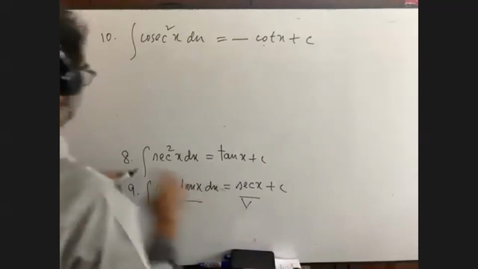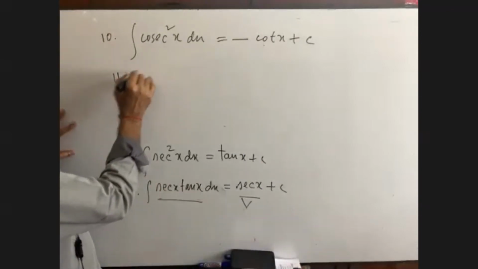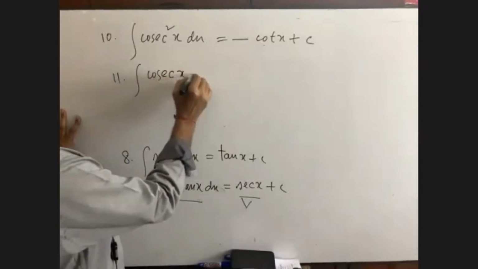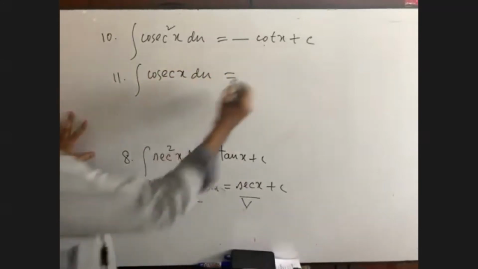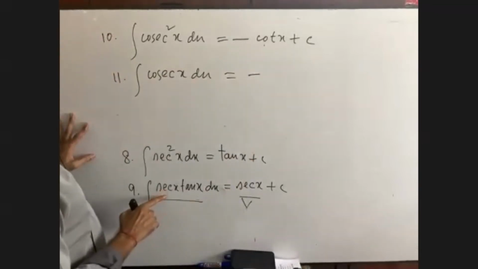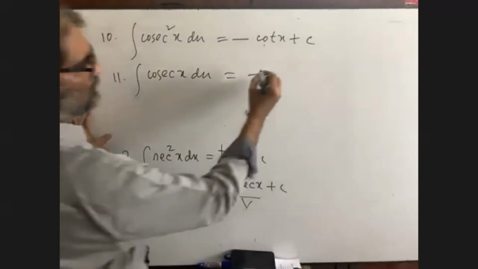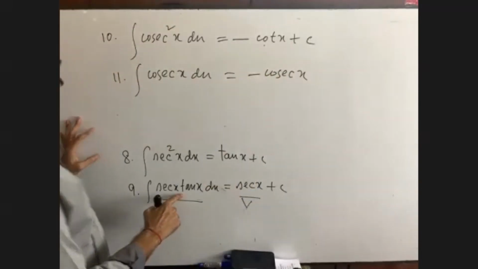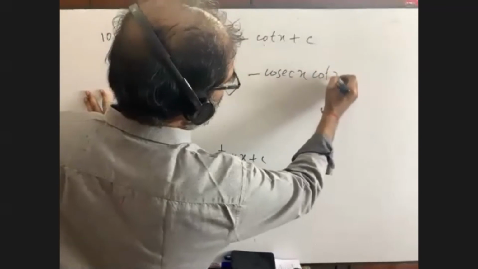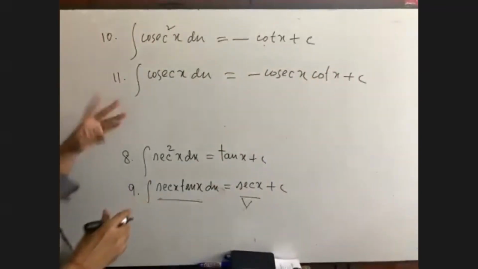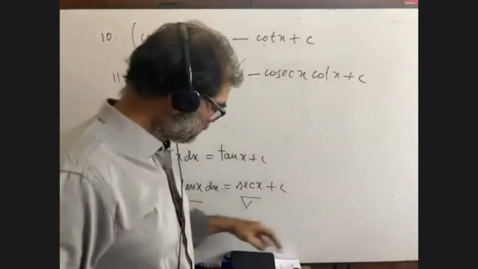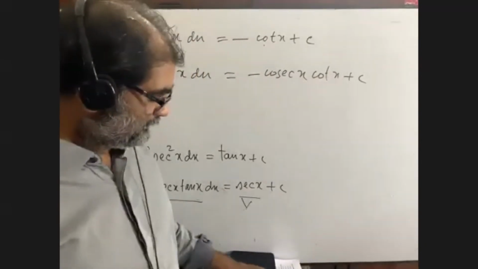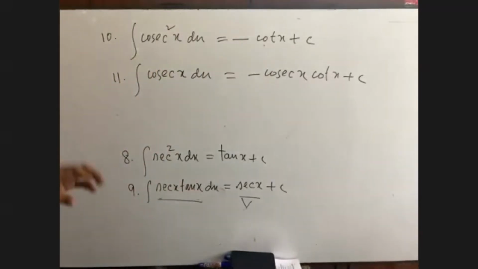Again, number 11, the integration of cosec x cot x is equal to the same thing minus, what will be? Cosec x. Cosec x cot x, so it will be minus cosec x plus c. All of you are required to get all these formulas. It is for you. Have you got it?